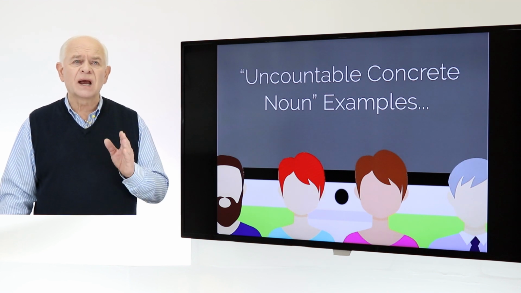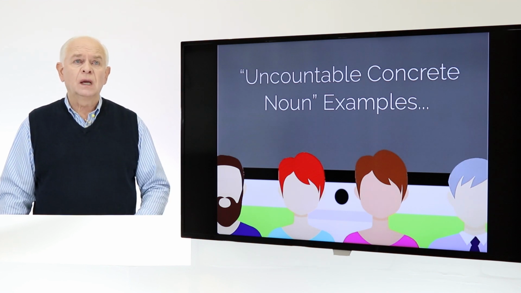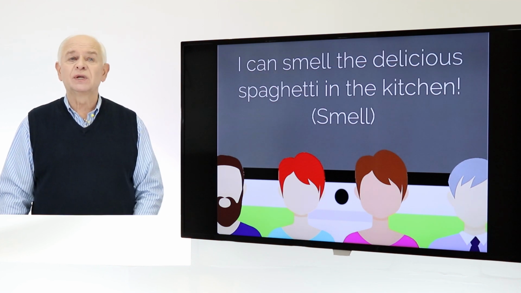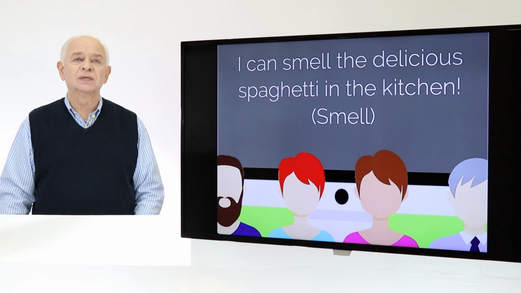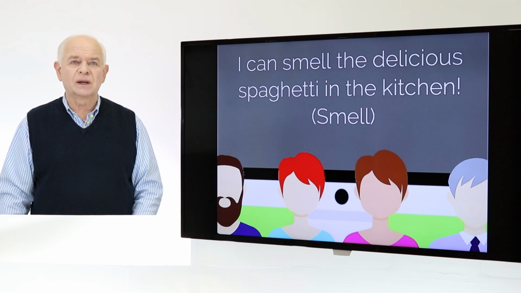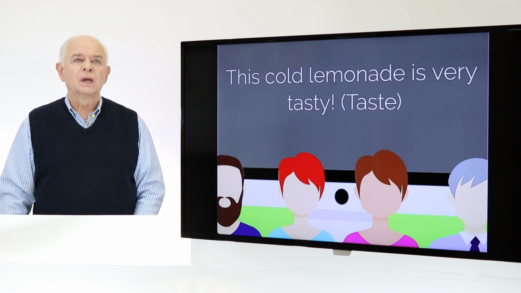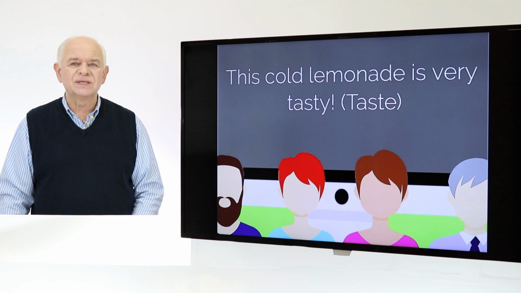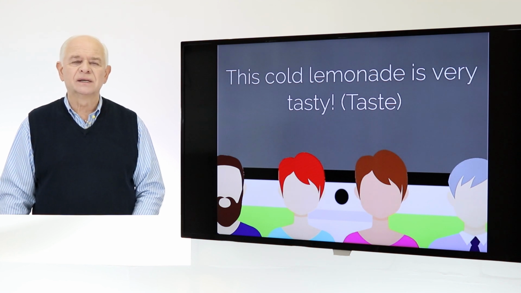Now, here's some examples for you for uncountable concrete nouns. I can smell the delicious spaghetti in the kitchen. Here we're talking about smell, yes. It's not something that I can touch, therefore it is an abstract. This cold lemonade is very tasty. You see, so again, lemonade is a liquid, and I'm talking about something that is tasty, a tasty lemonade of some kind.